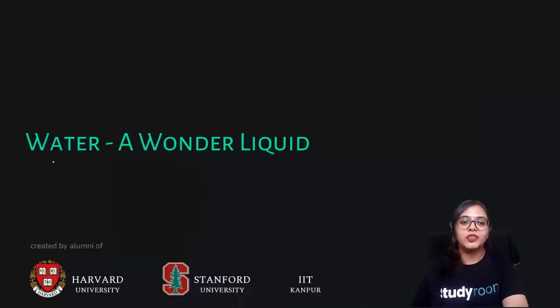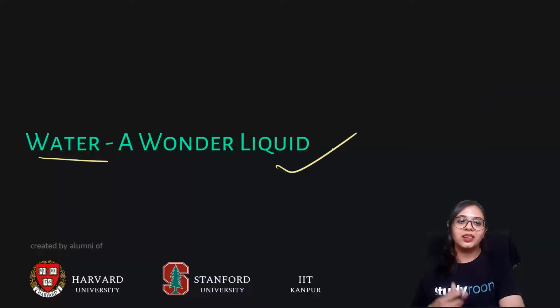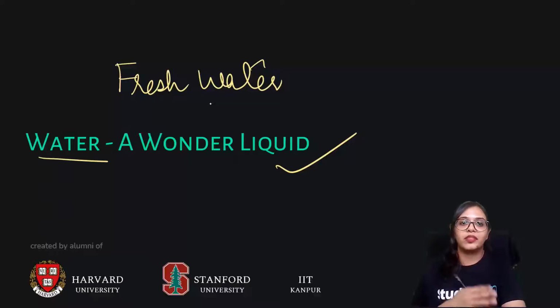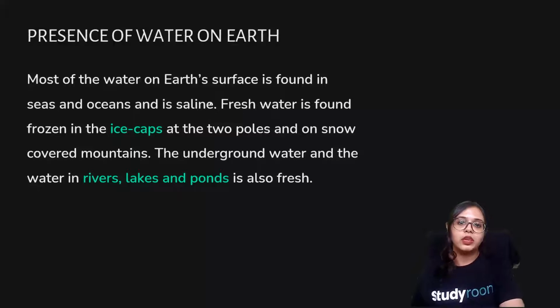In this part of the chapter, we'll be learning about water. We'll be learning how water is a wonder liquid, the natural resource, the important resource of water, and we will be learning about fresh water, about saline water, and how important fresh water is for us, because fresh water occurs in very limited areas, even though the earth has a total of 75% area that is covered with water.